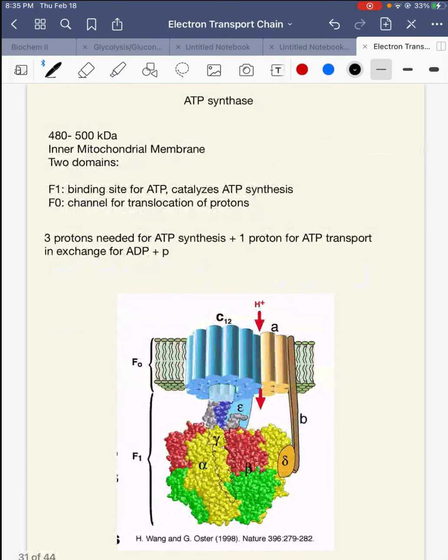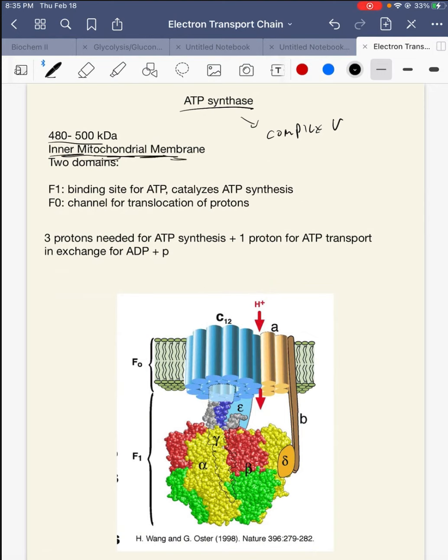Okay, so now we've passed through all those electron carriers, from complex 1 to complex 4, and created this proton gradient. We need to somehow make ATP out of that proton gradient. So we have this thing called ATP synthase. Sometimes it's called complex 5. If you ever see that, they're just referring to ATP synthase. It's around 400 to 500 kilodaltons, and it's in the same membrane as all the electron transport chain complexes, the inner mitochondrial membrane.